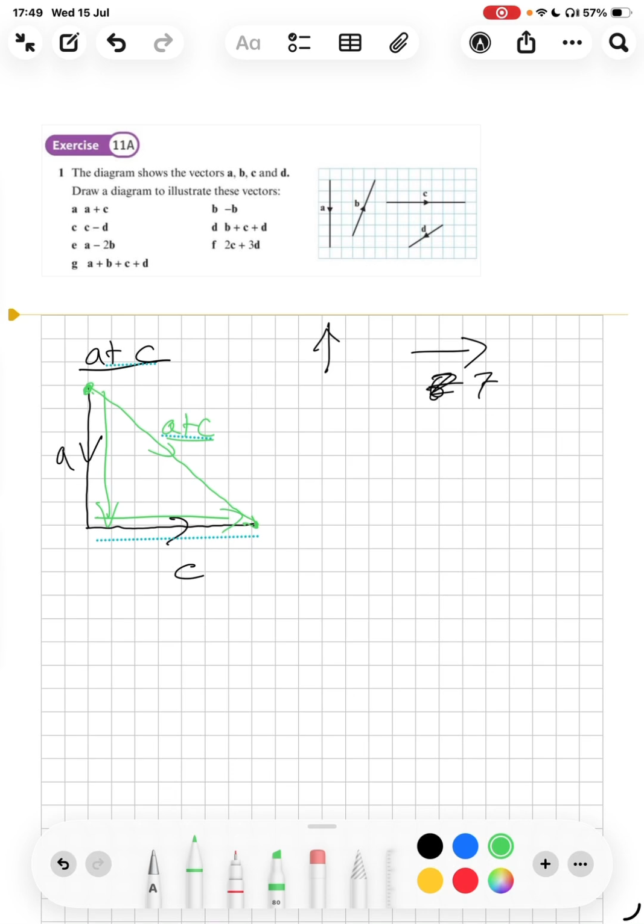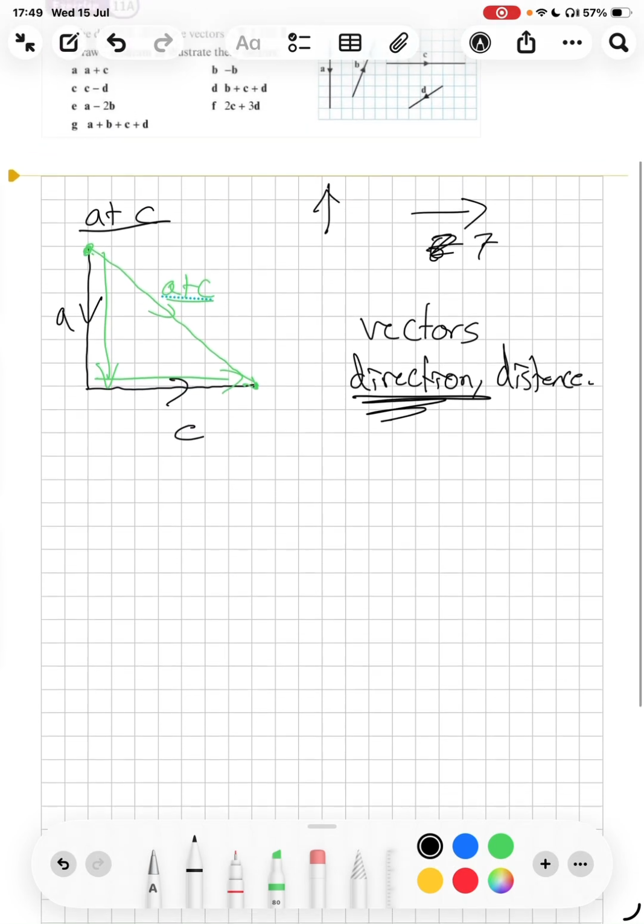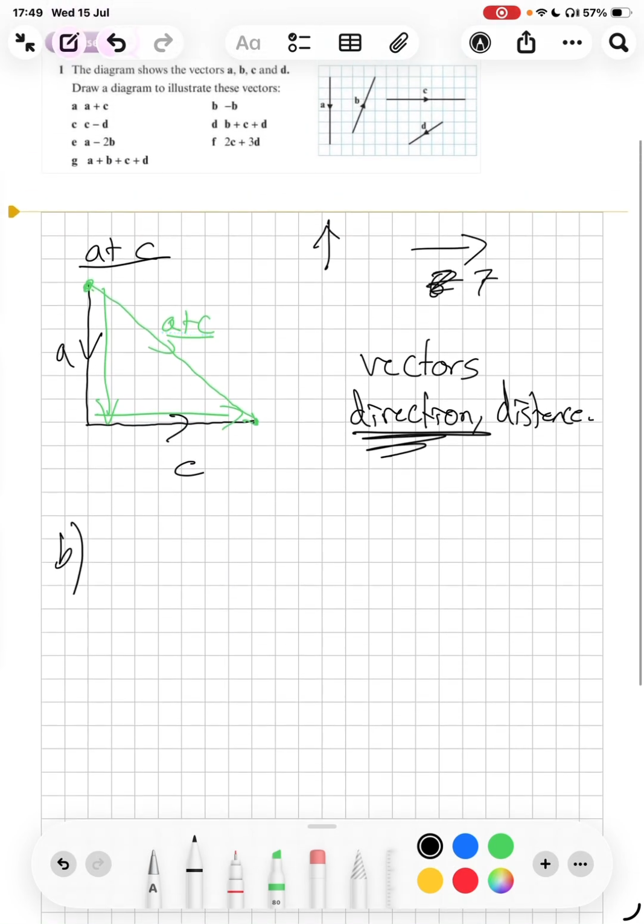In all these diagrams, direction is key. So we know vectors are direction and distance, and it's a key thing here about direction. Okay, now let's do B.